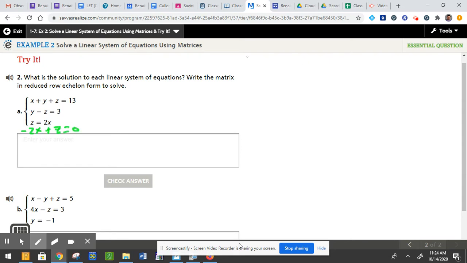So when I go ahead and write that in matrix form, the first equation is just 3 1s and then a 13. The next one, there is no x, so that would be a 0 placeholder there, and then y is 1 and z is negative 1. And then 3 is your constant. And then for the third equation, negative 2 is your x, 0 is your y, and 1 is your z. And then 0 is your constant.